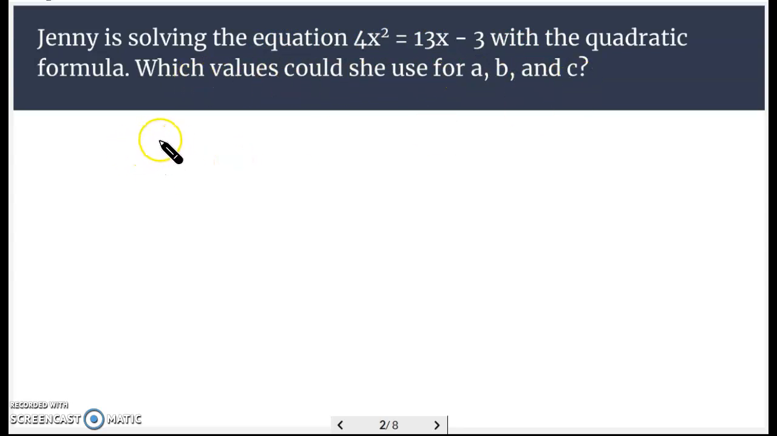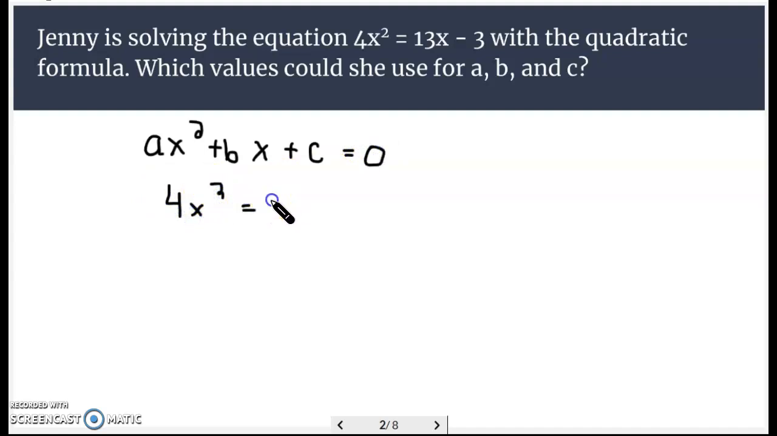Well, first let's make sure we understand standard form. ax squared plus bx plus c equals 0. Basically, everything is to one side of an equation and you're setting it equal to 0. In this problem, we have 4x squared equals 13x minus 3.